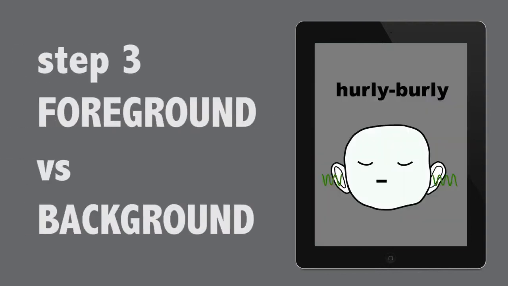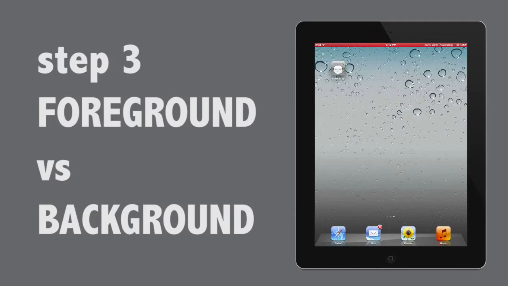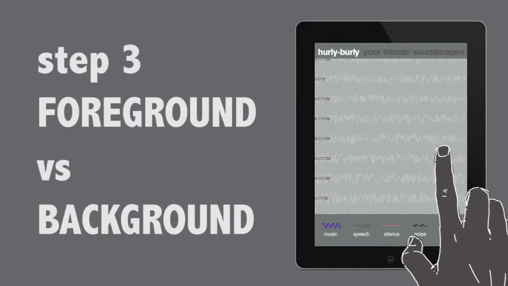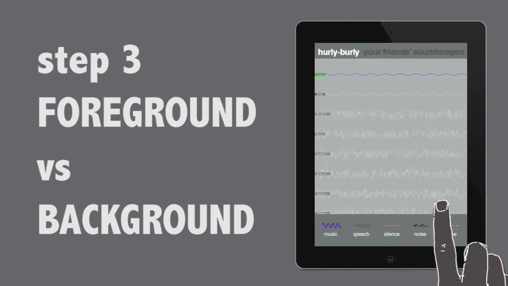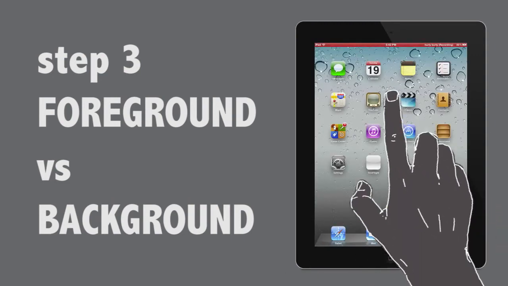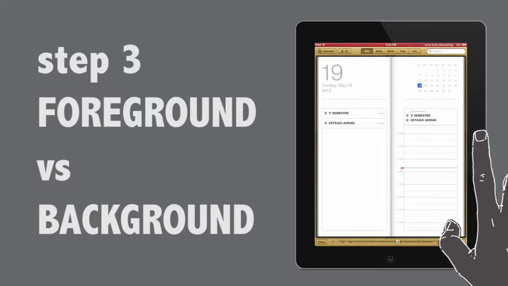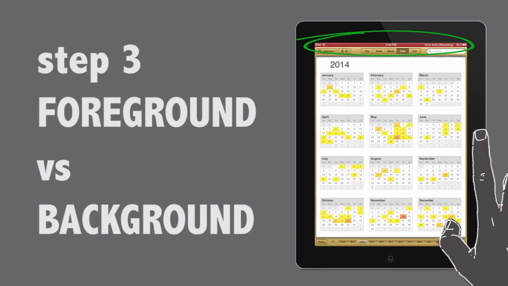Step 3. Foreground and background. Hurly Burly can be used in foreground and background mode. Every time the application is on your screen, that means it is in foreground mode. But if you need to use other apps at the same time, the application keeps working in background, which is signalized by a red bar on the top of the screen.